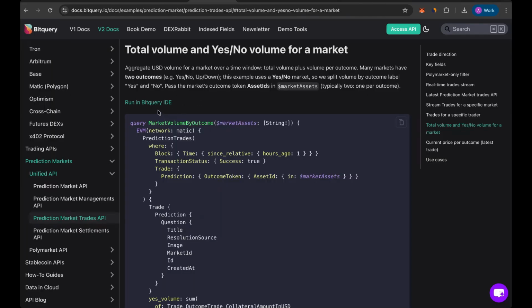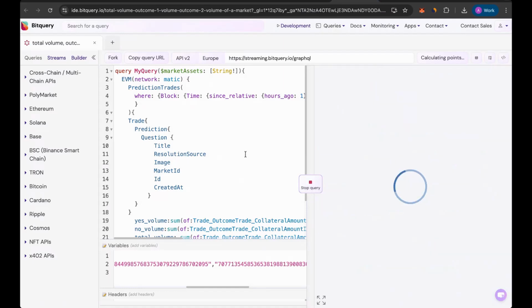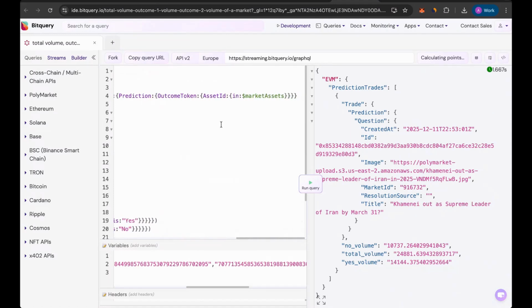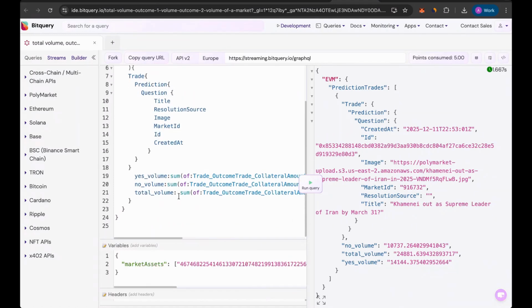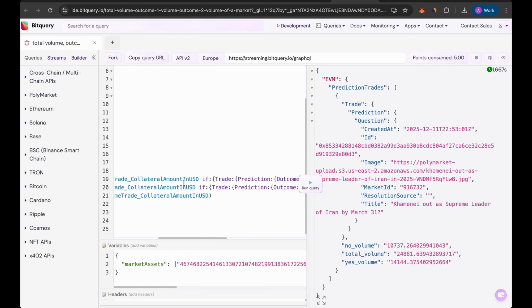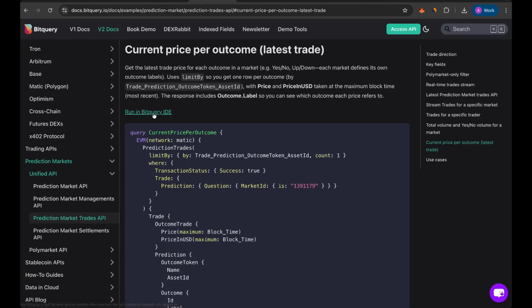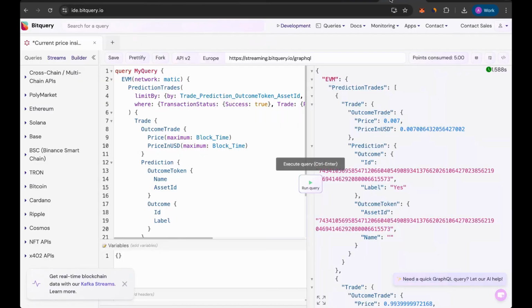Let's calculate total volume split by yes and no outcomes. This aggregates volume in USD for each outcome. You see total market volume plus how much traded on yes versus no, essential for understanding market sentiment and liquidity distribution across outcomes. Finally, get the latest price for each outcome.